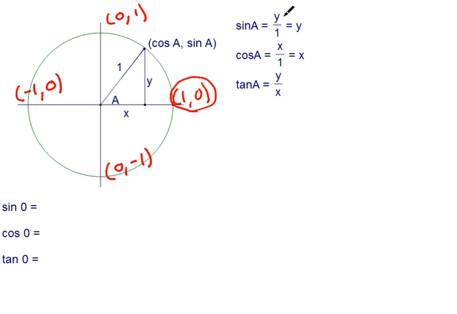So sine of 0, we want to look at the y value, which is 0, so sine of 0 is 0. Cosine of 0, we want to look at the x value, so that's 1, so cosine of 0 is 1, and tangent of 0 is y over x, which is 0 over 1, which is 0.